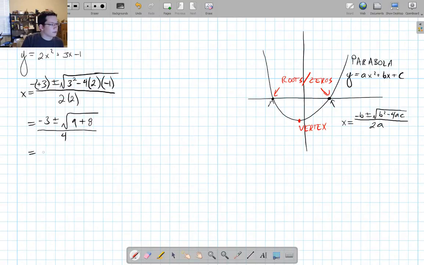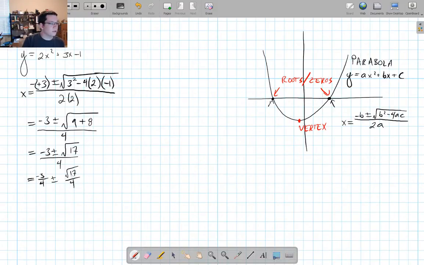Now, you have negative 3 plus or minus the square root of 9 plus 8 is 17, divided by 4. Now, I didn't pick these numbers carefully when I constructed the problem, so we don't have nice pretty numbers for our graph. But what we're going to do is we're going to say we have negative 3 over 4 plus or minus the square root of 17 over 4.